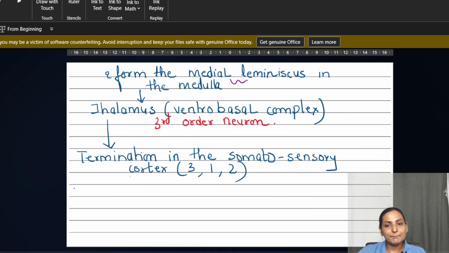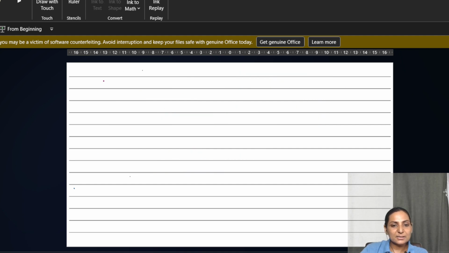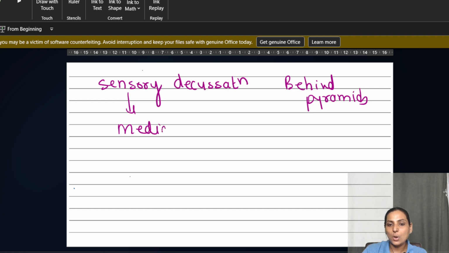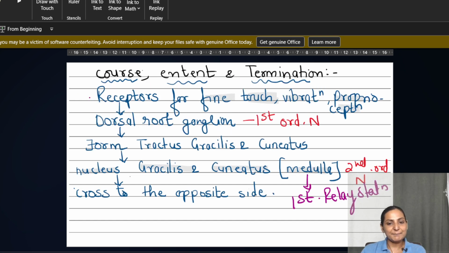Now there they form the medial lemniscus. What is this medial lemniscus? This is a major sensory decussation, which takes place behind the pyramids, and after this major sensory decussation, the tract that is formed will be named your medial lemniscus. So we have seen that after the medulla and behind the medullary pyramids, there is a major sensory decussation, and there is formation of the medial lemniscus.